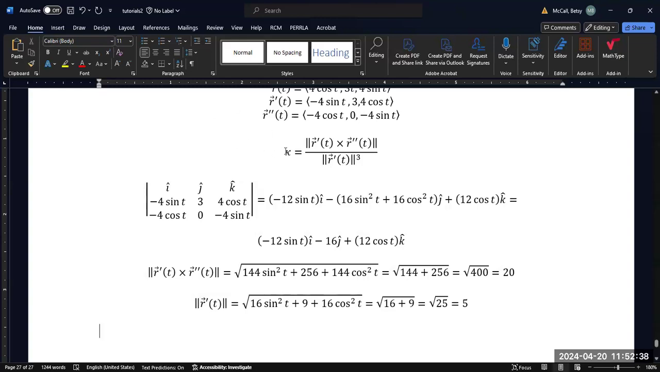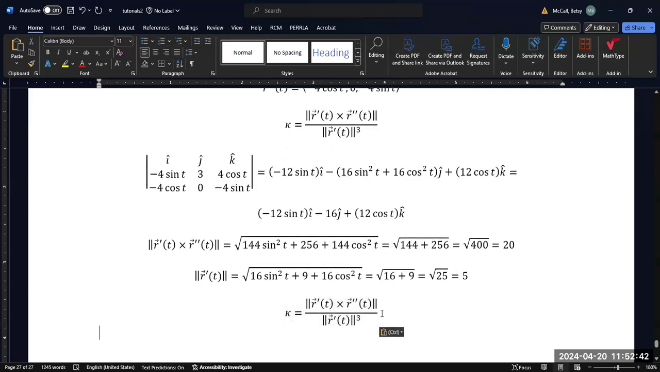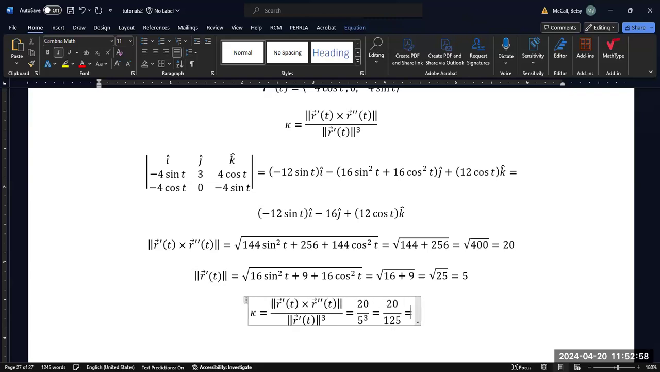And so my curvature is going to be equal to 20 divided by 5 cubed. Which is 20 over 125, which is going to be, if I cancel one of the 5s, 4 over 25.